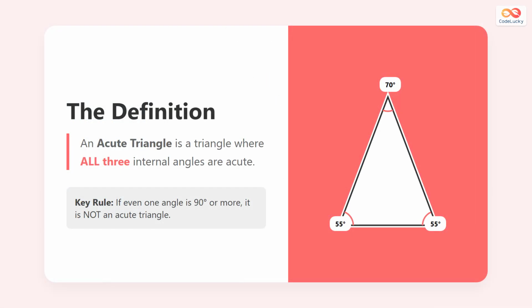So, what is an acute triangle? The definition is very strict but simple. An acute triangle is a triangle where all three of its internal angles are acute. Every single corner must be less than 90 degrees.